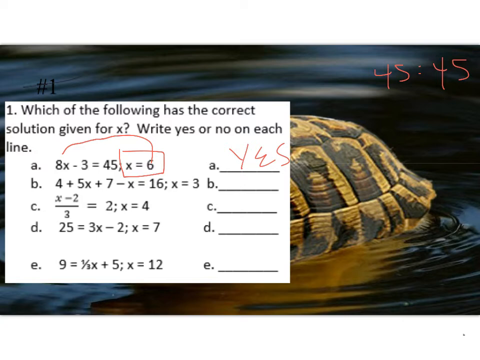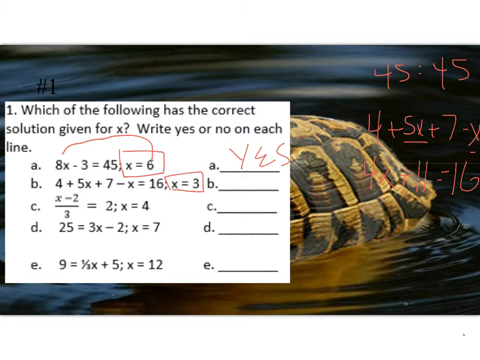And I'm going to go through and do the rest in the same way. All right, plugging in 3. This one might be a little bit... You know what I'm going to do? I'm going to combine like terms first. So this is b. And 4 plus 5x plus 7 minus x. And all that equals 16. So let me combine like terms. 5x minus 1x is 4x. And then 4 plus 7 is 11. Let's see if that equals 16.